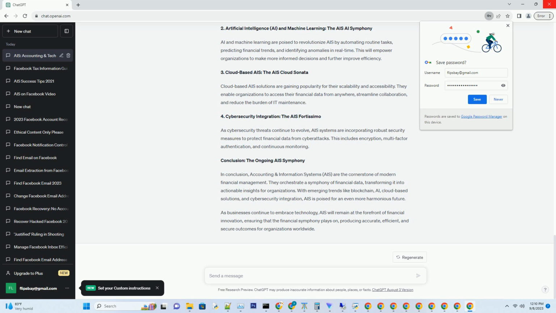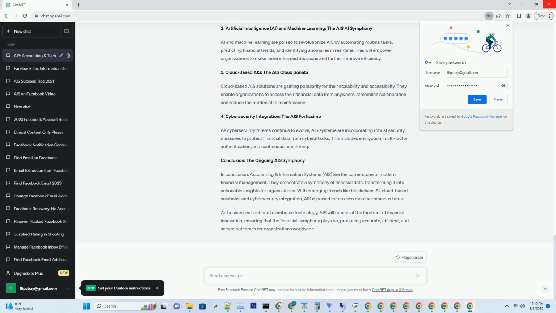Number 3: Cloud-based AIS, the AIS cloud sonata. Cloud-based AIS solutions are gaining popularity for their scalability and accessibility. They enable organizations to access their financial data from anywhere, streamline collaboration, and reduce the burden of IT maintenance.